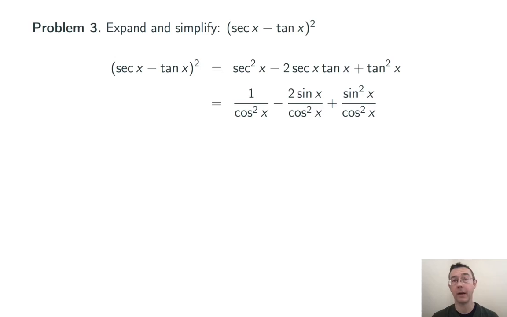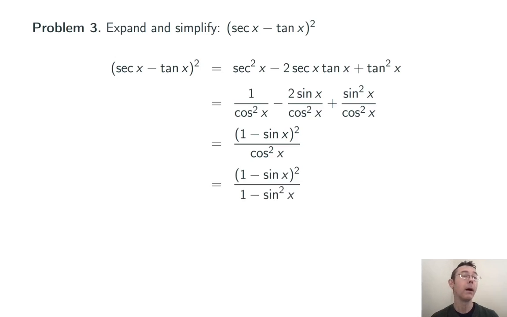Here I have a common denominator, so really I'm just combining the numerators to get 1 minus 2 sine x plus sine squared x. And of course that factors. That's 1 minus sine x, quantity squared. Okay, so now I'm going to employ another common trick. I'm going to rewrite that cosine squared x in the denominator as 1 minus sine squared x. This is another form of the Pythagorean identity. Since sine squared plus cosine squared is 1, cosine squared of x is 1 minus sine squared of x.